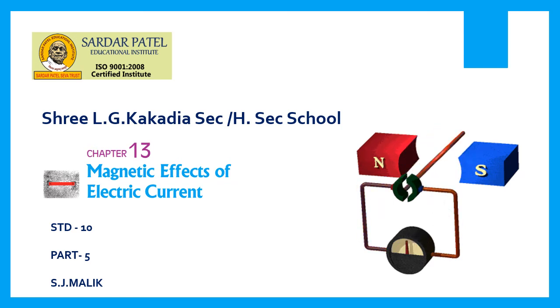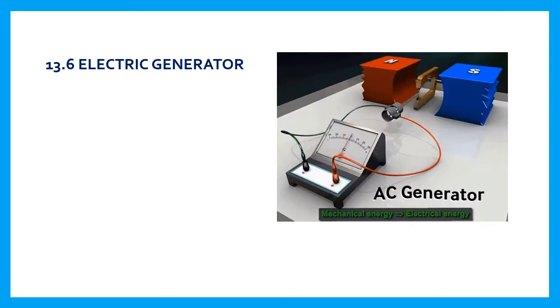This is chapter 13, Magnetic Effects of Electric Current, and this is part 5 of the chapter. Let me show you what we are going to discuss today in this session. In this session, we'll discuss the electric generator. What is an electric generator? On which principle does it work? And what is the use of an electric generator? All these points we are going to discuss in this session. So let me start here.